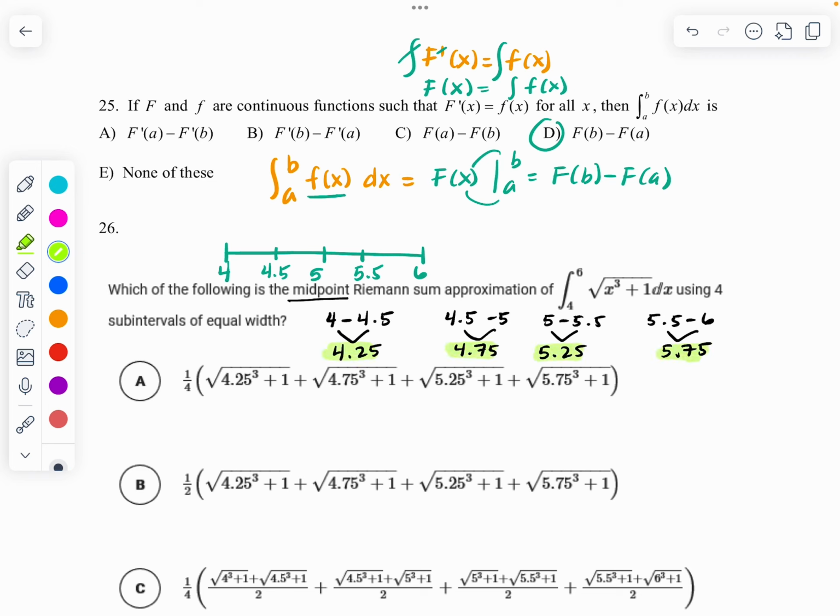Okay, now plugging all this in, I don't have any room to do this, but it's okay. I'm going to do it right here between A and B. Okay, so midpoint is still going to be using the base times height. So the base of this first guy is 0.5.